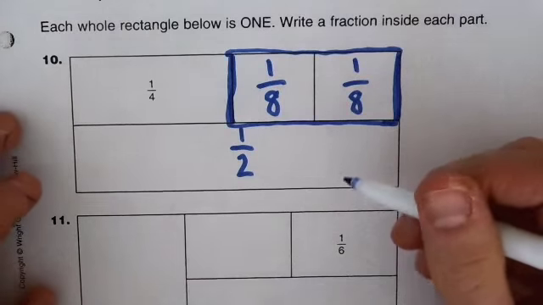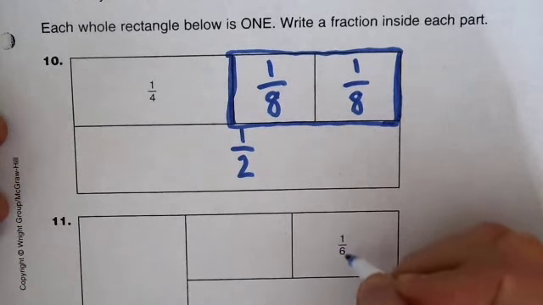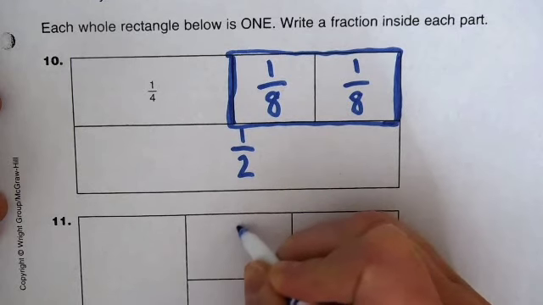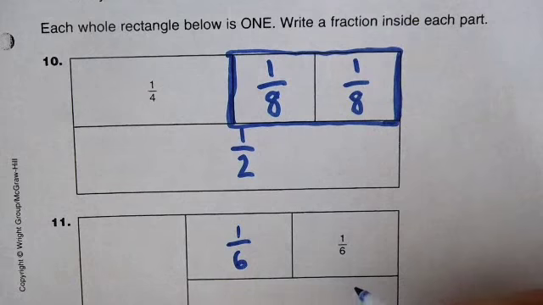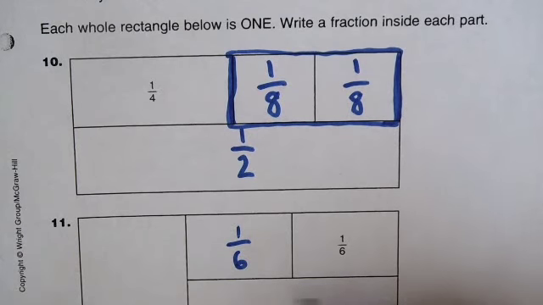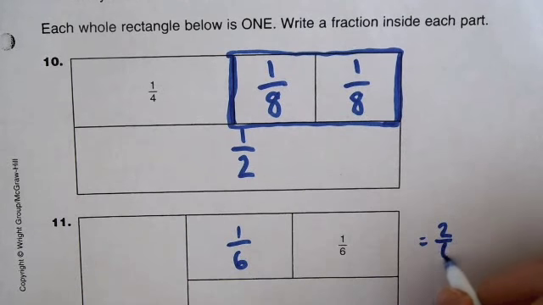So for number 11, you kind of have to look at this this way. So this is 1/6. If this one's 1/6, this one's the same size. This is also 1/6. Alright? And now down here, I'm going to look at it this way. I have 1/6 and 1/6, which I know is going to equal 2/6.